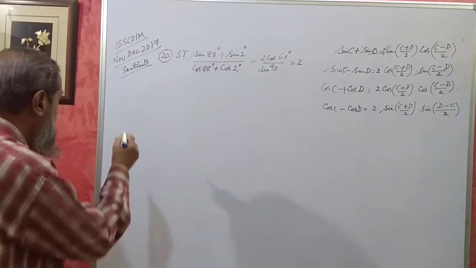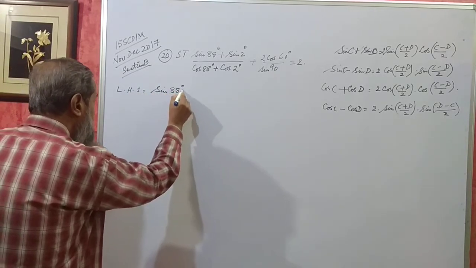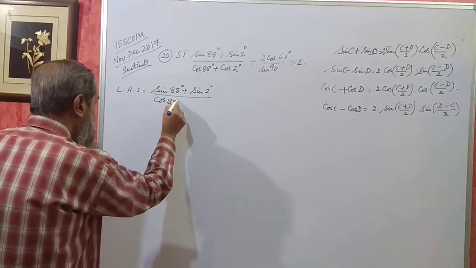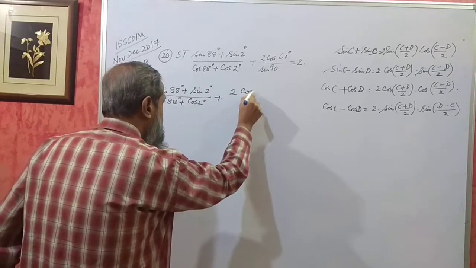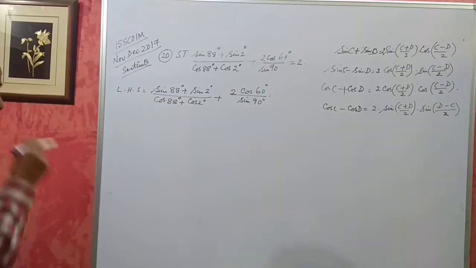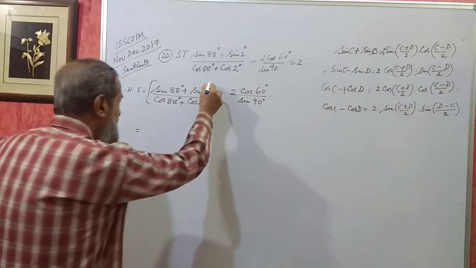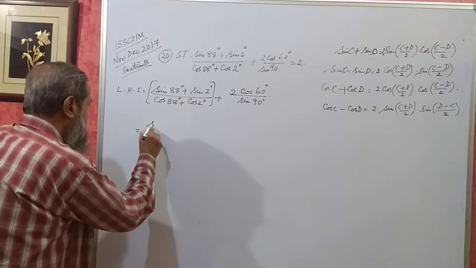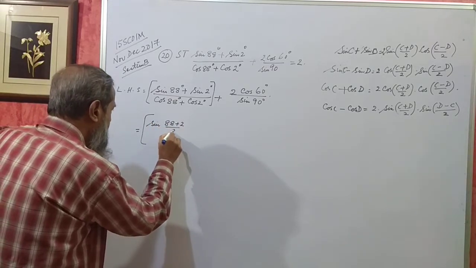Here, take the left hand side: sin 88 degree plus sin 2 degree divided by cos 88 degree plus cos 2 degree, plus 2 cos 60 degree divided by sin 90 degree. Now here, this part, using the transformation formula, sin C plus sin D is 2 sin of (C plus D) by 2, that is 88 plus 2 divided by 2, correct?